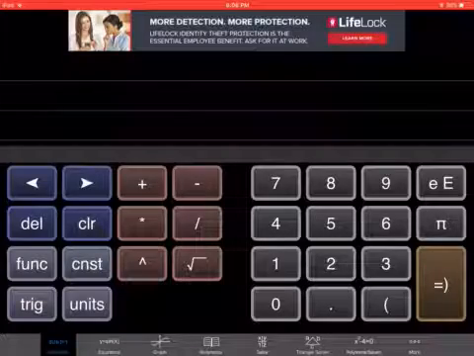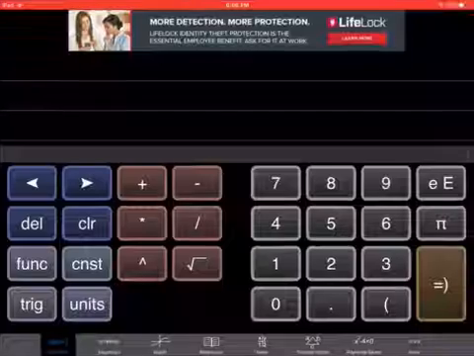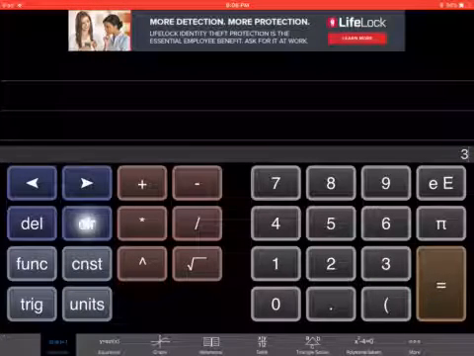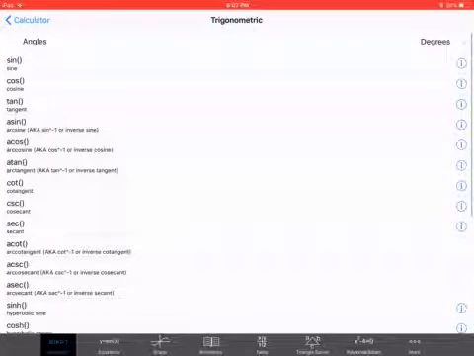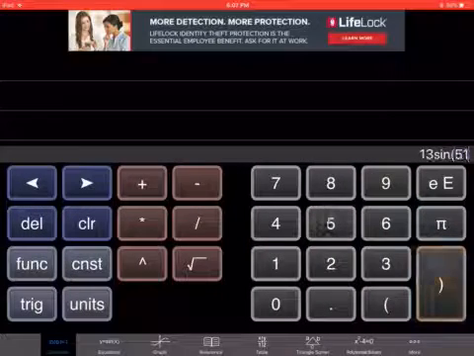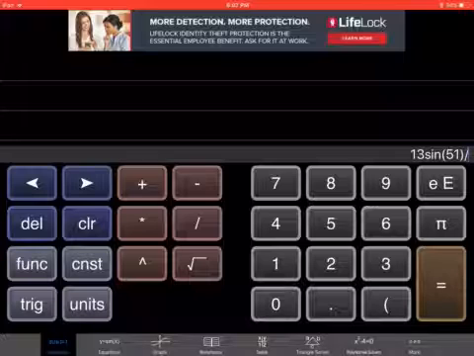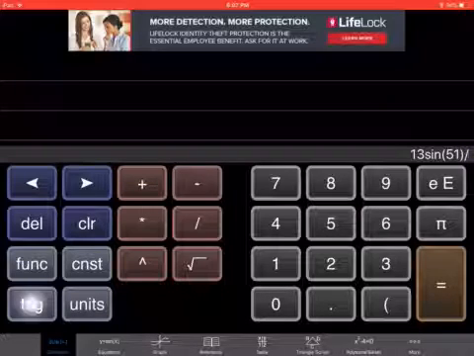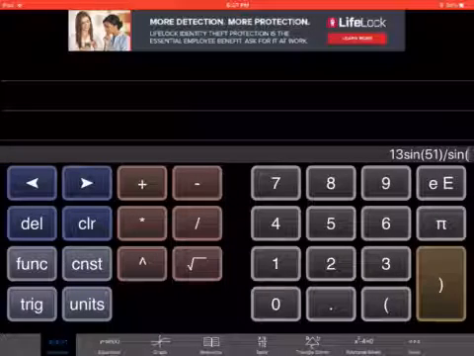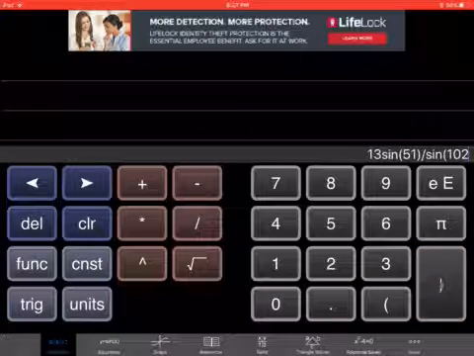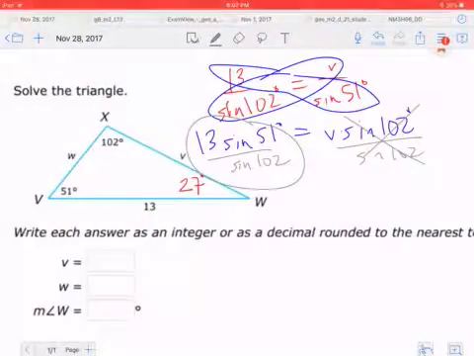Clear it out. And I forgot what it was. 13 sine 51. 13 times the sine of 51. Close the parenthesis. Divided by sine of... notice I'm hitting the trig button, by the way. Trig. And then all the functions are in there, all the trig functions of 102. I'm going to make sure that's what that said. 13 sine 51 over sine 102.